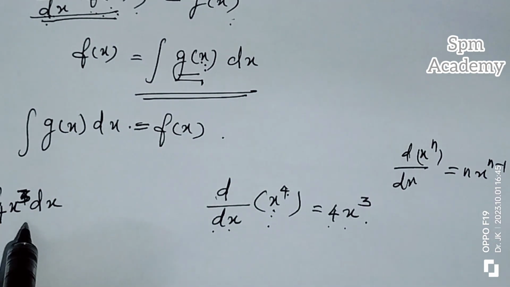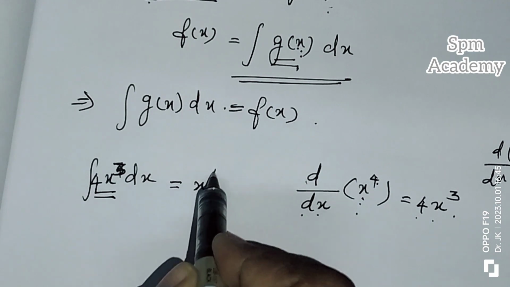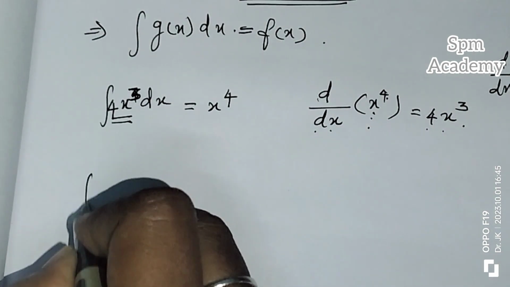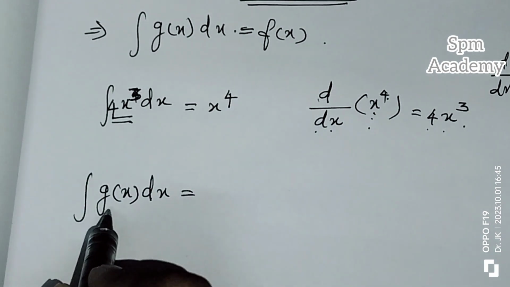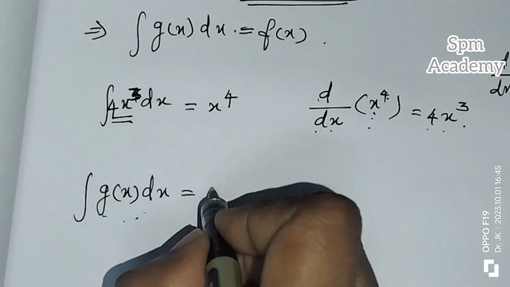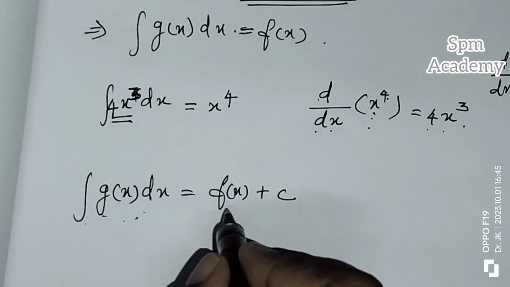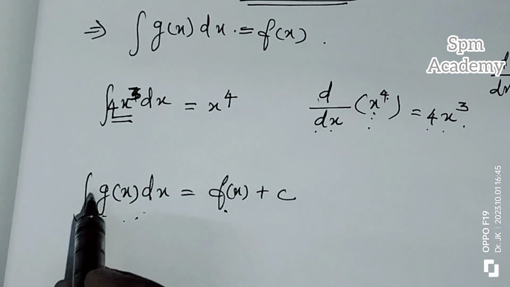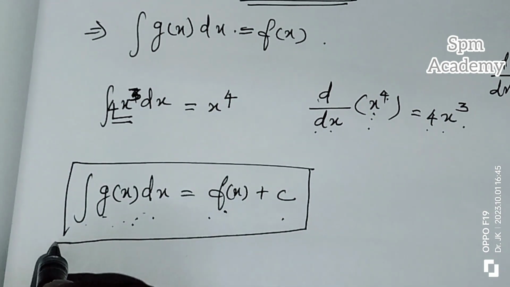So here we have integral 4 into x cube into dx, that will be x power 4. If you are integrating g of x with respect to x, we will get f of x plus c. So always we are adding one constant with this function. In integration we add a constant. So integral g of x dx is equal to f of x plus c. This is a formula.